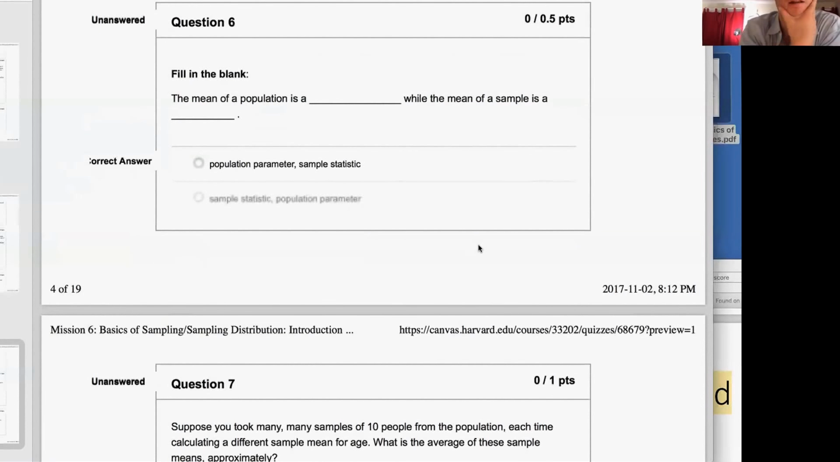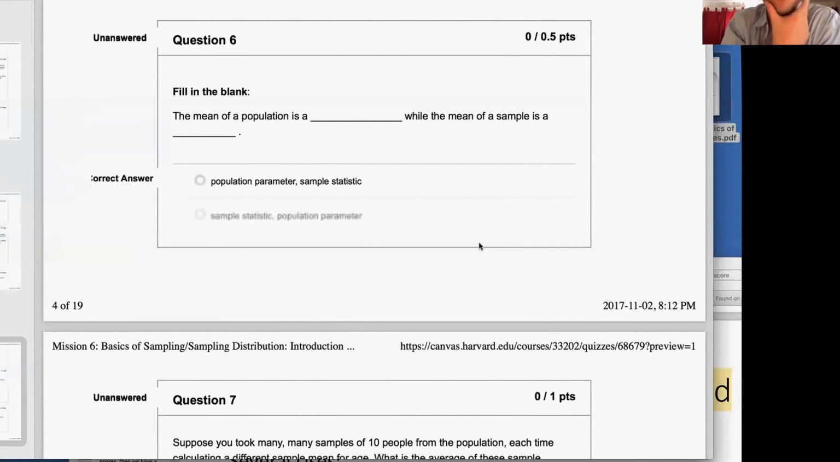Okay. Now we have 2 fill in the blanks. The mean of a population is a blank, while the mean of a sample is a blank. We want to distinguish between population parameters and sample statistics. We had it reversed as the other option. No, that's not the case. A population parameter is different than a sample statistic.